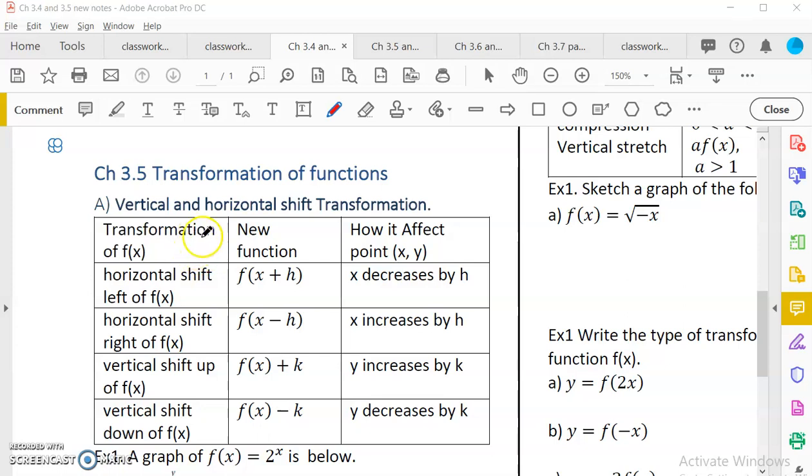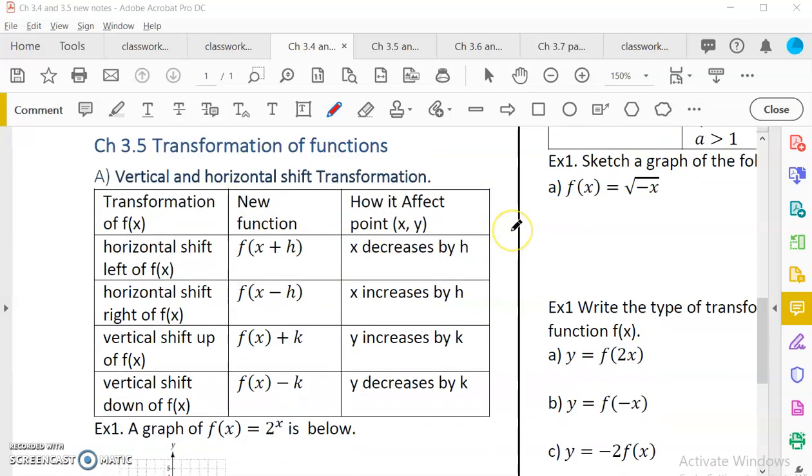Hello Algebra student, this video is for chapter 3.5, transformation of functions. So we are learning how to graph a function by transformation instead of plotting points. By learning this technique, you can graph a lot of functions that originate from the toolkit parent functions by transformation, and this is an important skill in calculus.